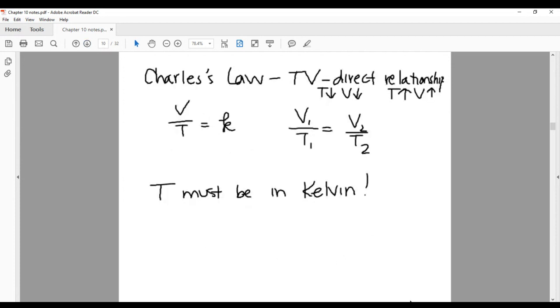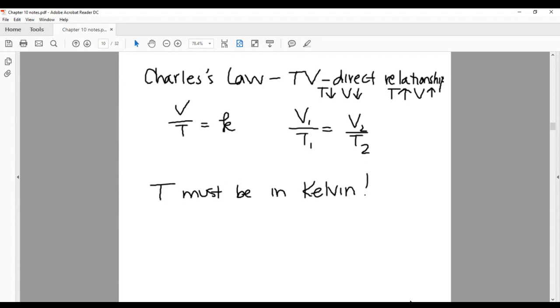Now we get to Charles's law, which looks at temperature and volume. And this one you see is a direct relationship. So what happens to one happens to the other. So if temperature decreases, volume decreases. If temperature increases, volume increases. And just like before, we can set that equal to a constant.